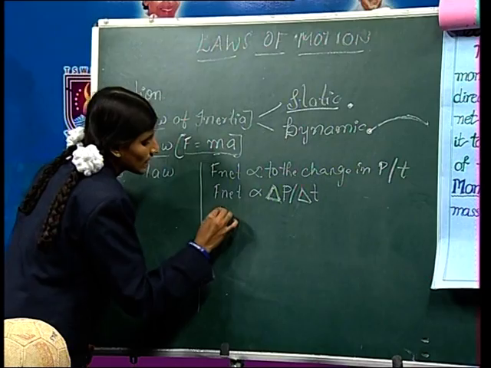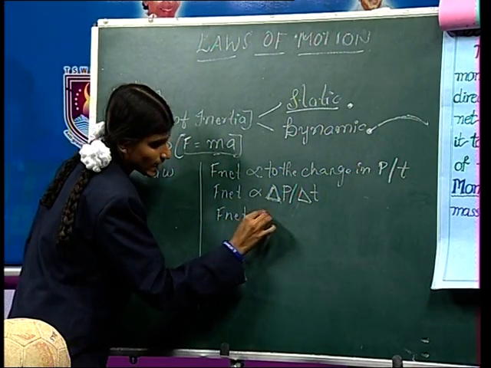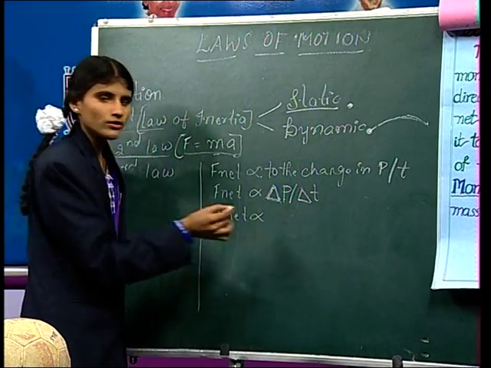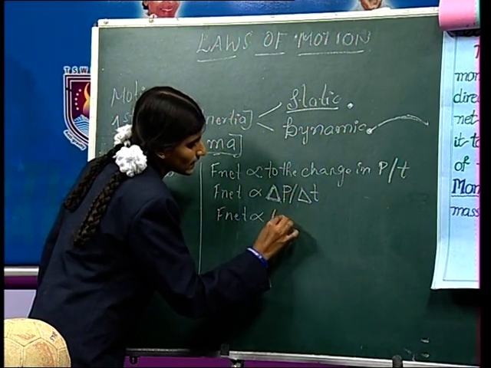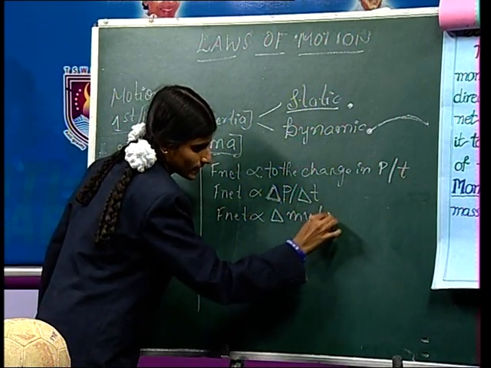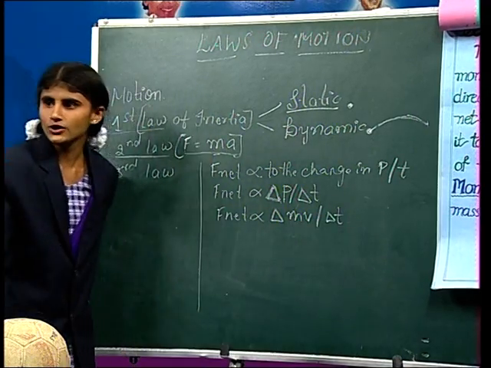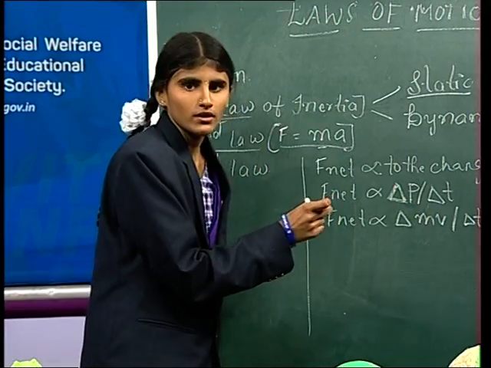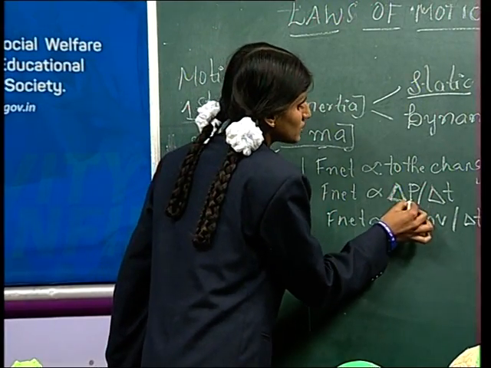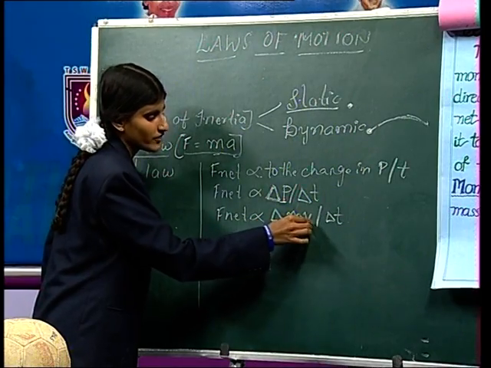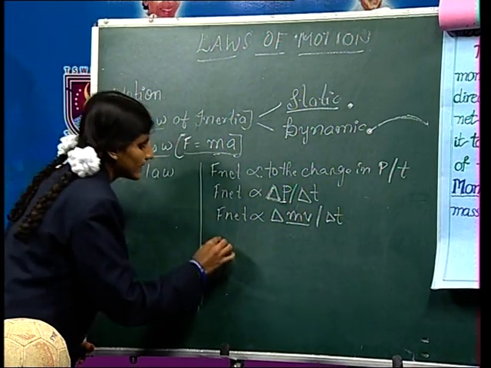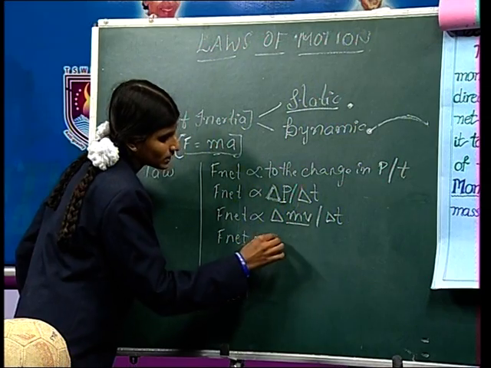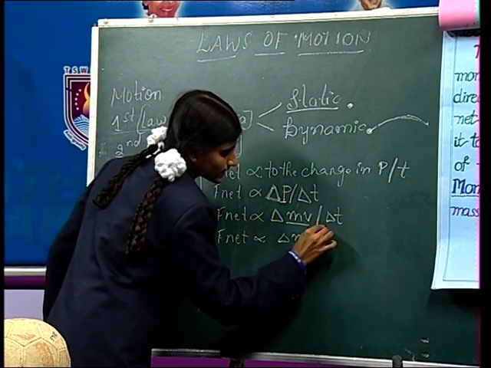So here F net is directly proportional to delta P by delta T. We all know that P equal to mv. So here I am writing delta mv by delta T. Okay friends, did you get what P is? We know that P equal to mv, so instead of writing P, I am writing mv, mass into velocity, and next F net is proportional to delta mv by delta t.